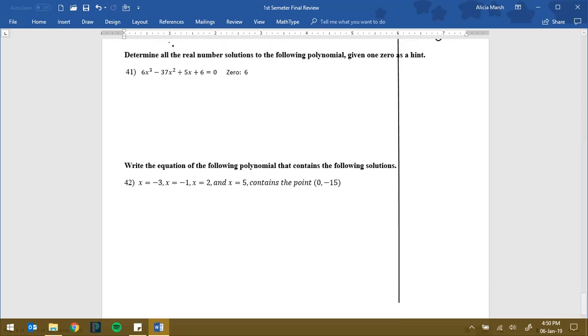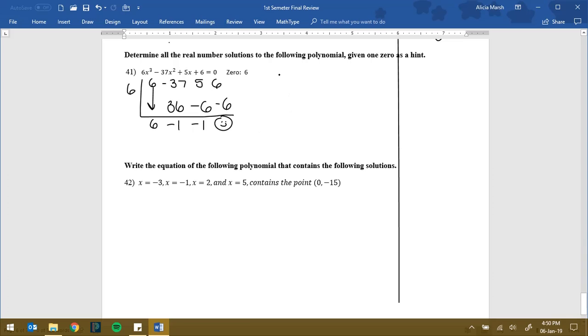Last 2 problems. So determining all the real number solutions of the following, giving 0 of 6 as a hint. So I'm given 0 of 6 works. So that tells me 6 is going to go out of my synthetic division. That's when we used our graphing calculator and used an x-intercept. This time I just gave you a 0 so you didn't have to use the graphing calculator. So I got 6, negative 37, 5, and 6. So drop a 6, 36, negative 1, negative 6, negative 1, negative 6, and smiley face.